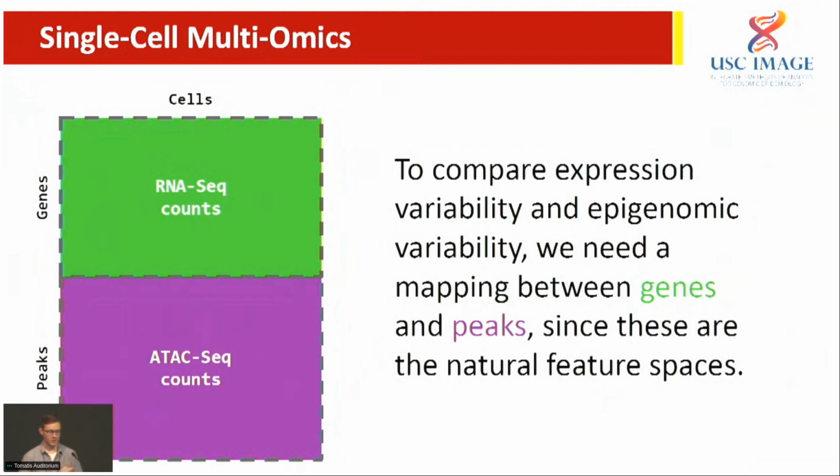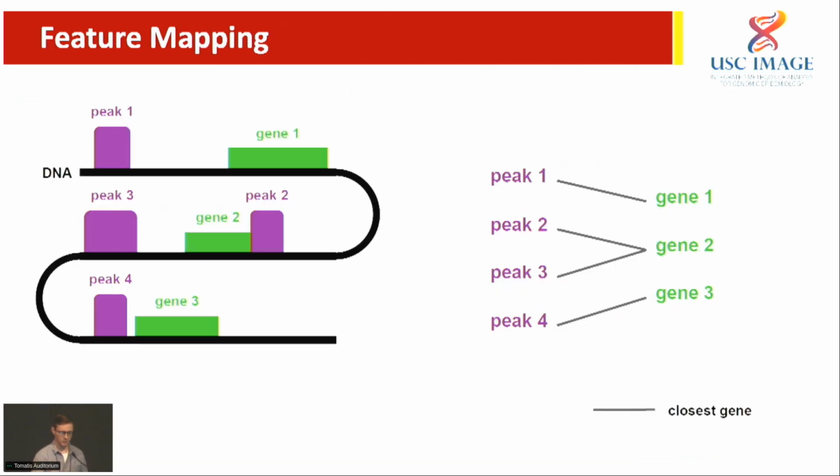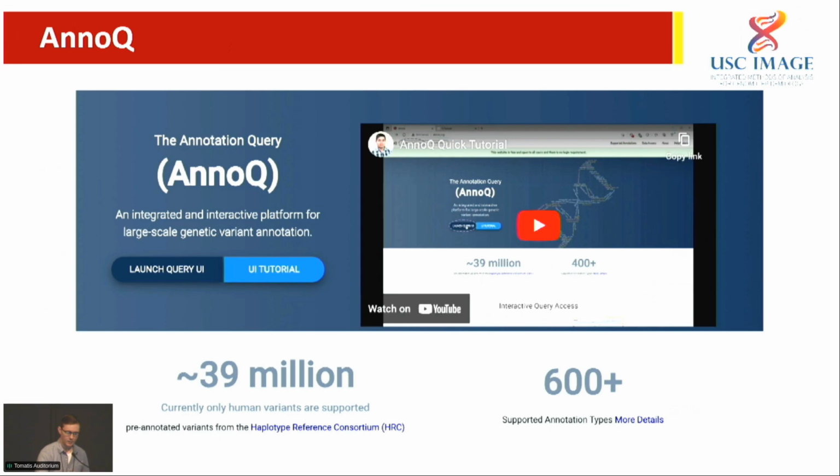One of the challenges here, though, is that in order to do this type of analysis, we need to link the features from the ATAC-seq to the features, which are genes, from the RNA-seq by some sort of metric that basically tells us, okay, these are the peaks that might be related to the expression of this gene. And a lot of people will do that by just linking each peak to its closest gene.